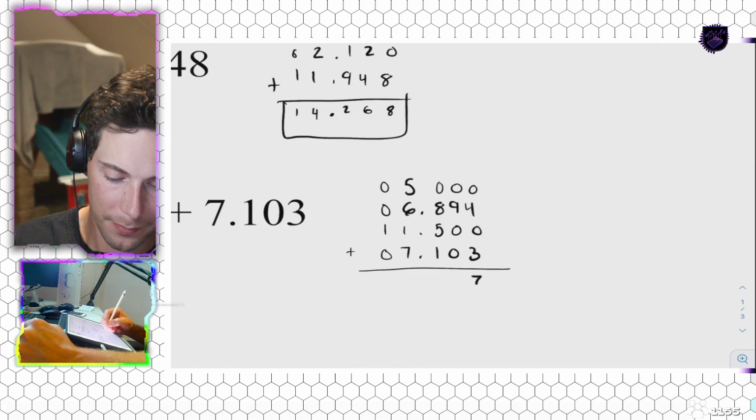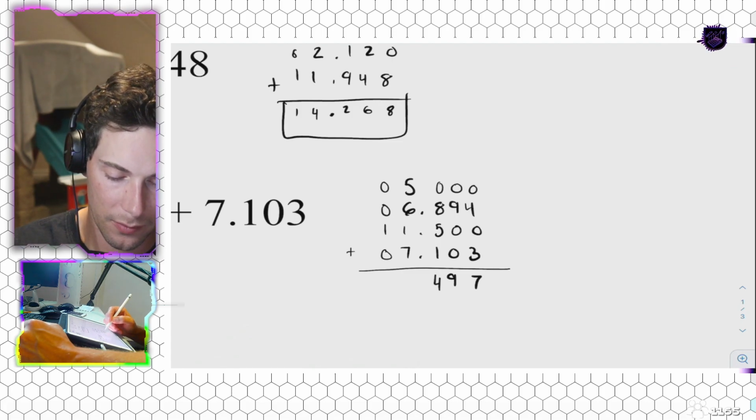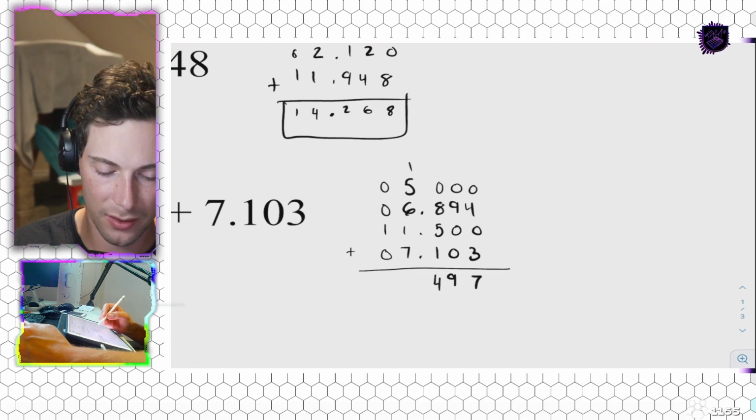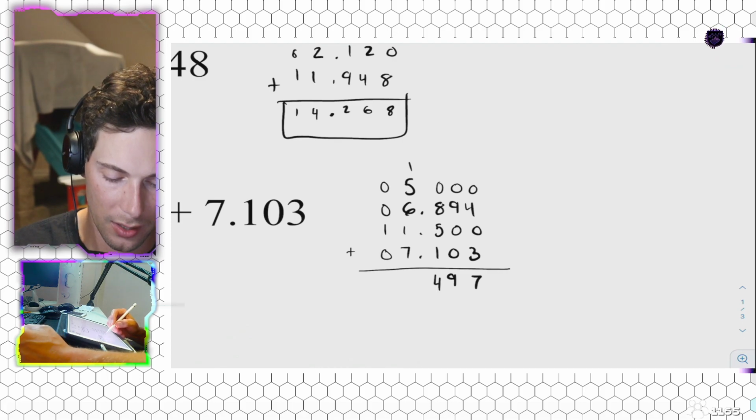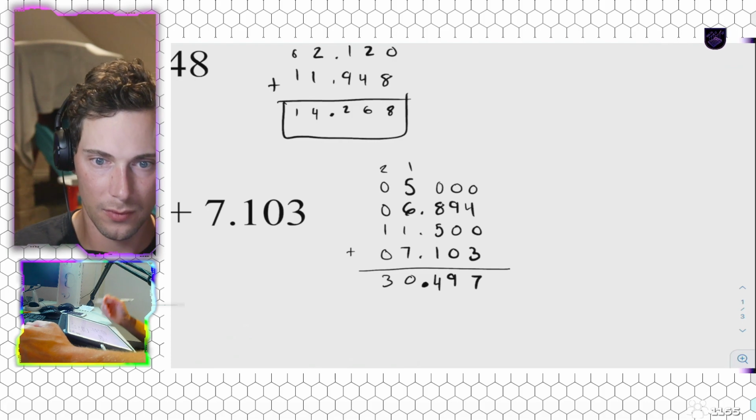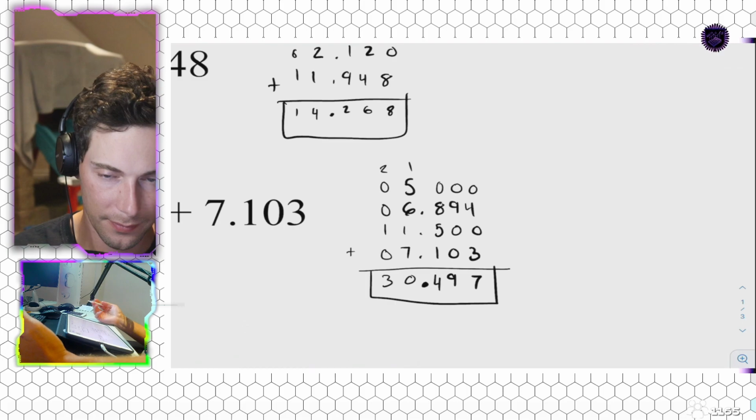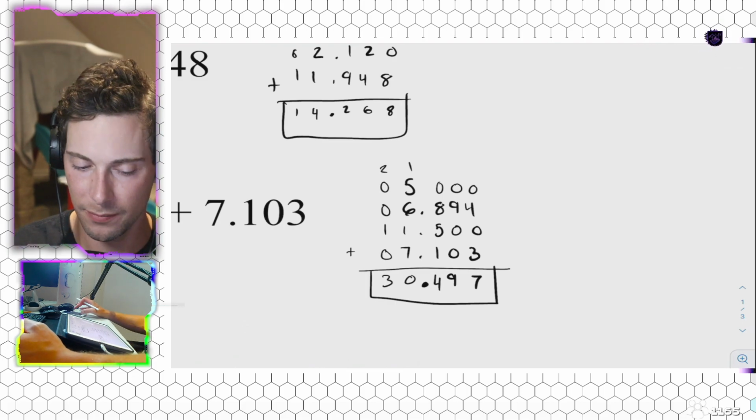4 and 3, 7. 9 and a bunch of zeros, 9. 8 and 5 and 1. That's going to be 13, 14. 14, carry the 1. 5 and 1 is 6. 6 and 6 is 12. 12 and 1 is 13. 13 and 7 is 20. Carry the 2, put the 0, and then 20, and it's 30. Oh, the last step. This step right here. The decimal. 30.497. Circle our number. That's our solution there.